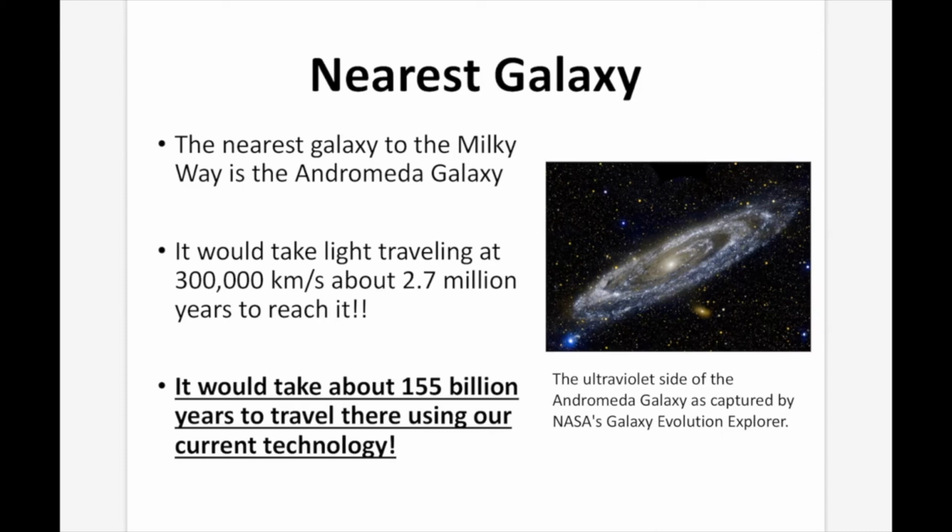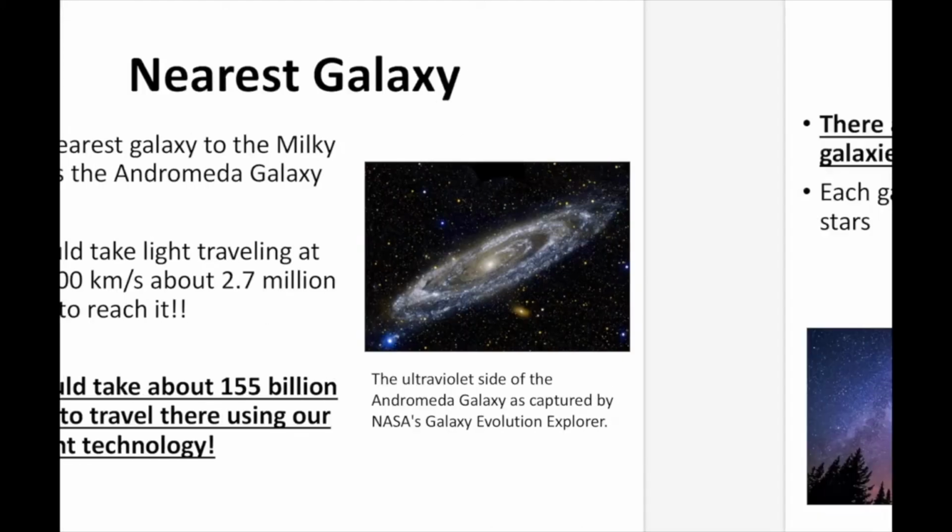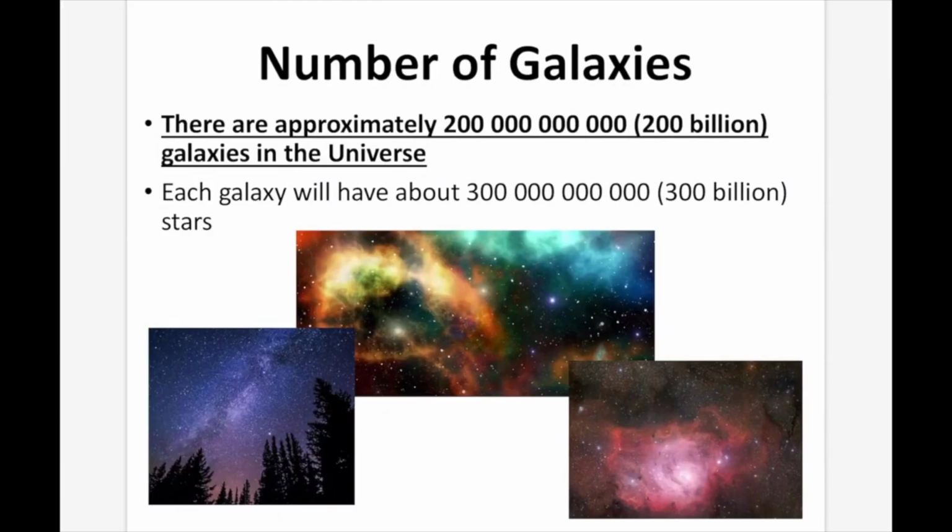If you take a look at this picture on the right-hand side, that's the ultraviolet side of the Andromeda Galaxy as captured by NASA's Galaxy Evolution Explorer. So it's taking the ultraviolet light and making a picture out of it. There are approximately 200 billion galaxies in the universe. Each galaxy will have about 300 billion stars, and then many of those stars, like we talked about, will have their own system of planets, moons, asteroids, etc.